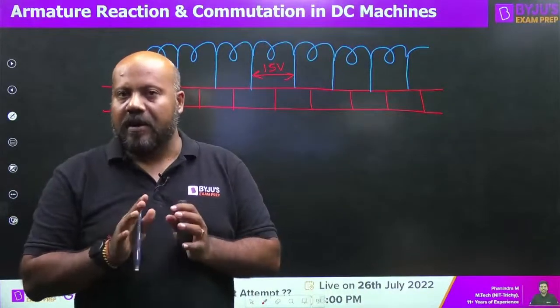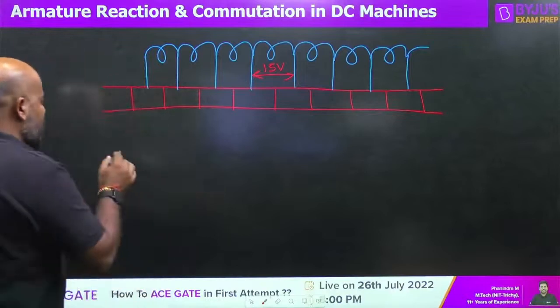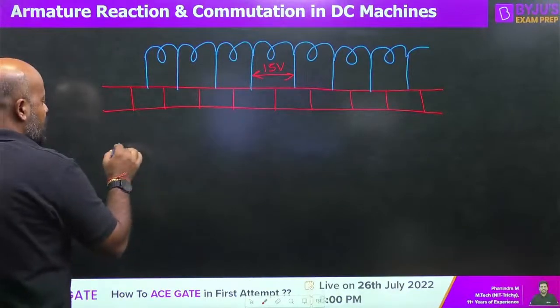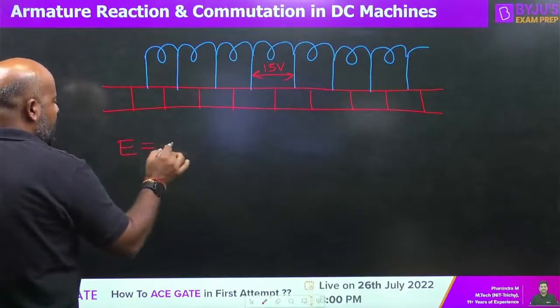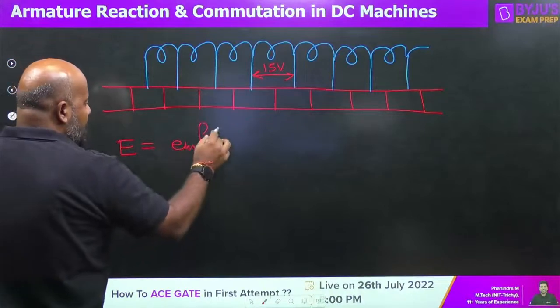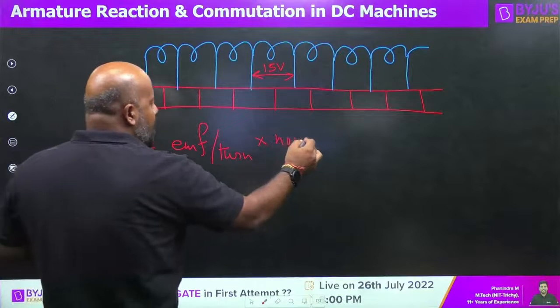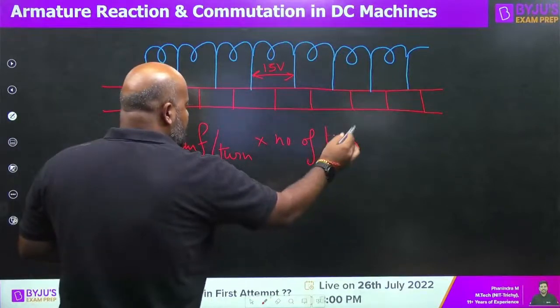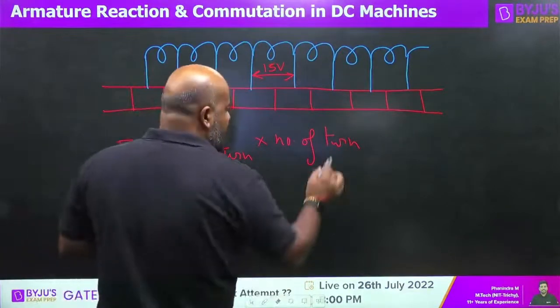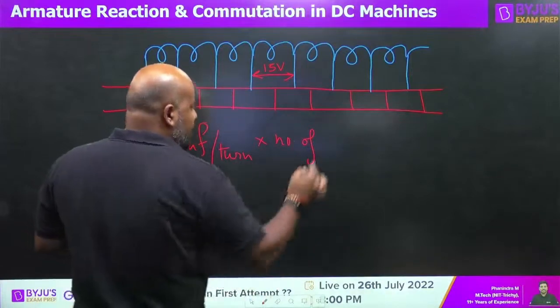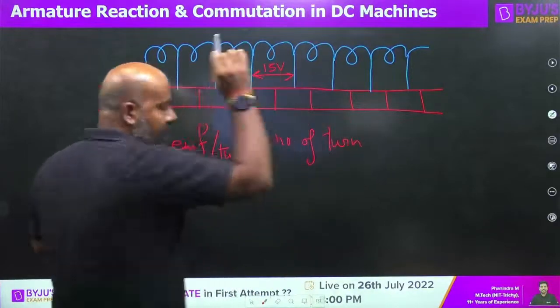Are you getting this? Coming across one turn. It means what? What is going to be the total EMF? EMF per turn multiplied by number of turns. Yes, you are right. Mister, what is your name? You are right.